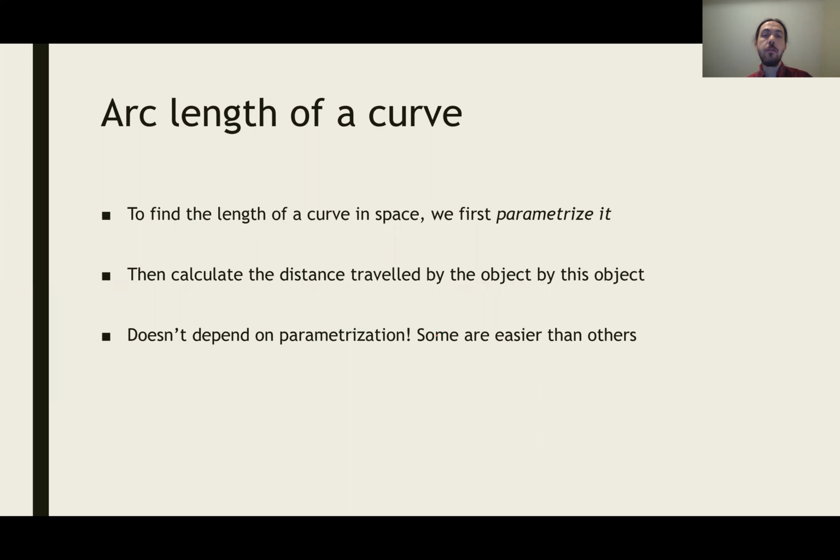To find the arc length of a curve in space, we parameterize it, then we calculate the distance traveled by the object that moves kind of from one end of the curve to the other. And it doesn't depend on the parameterization. Some versions of parameterization are easier than others to do calculations with, and we'll see that as we go on.